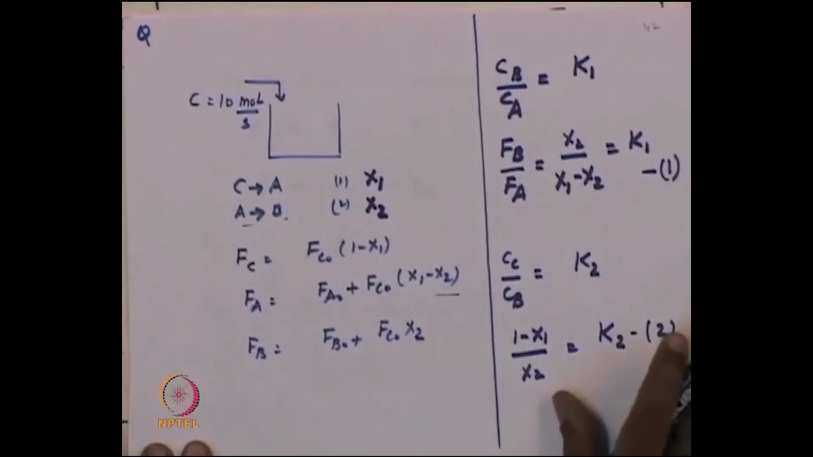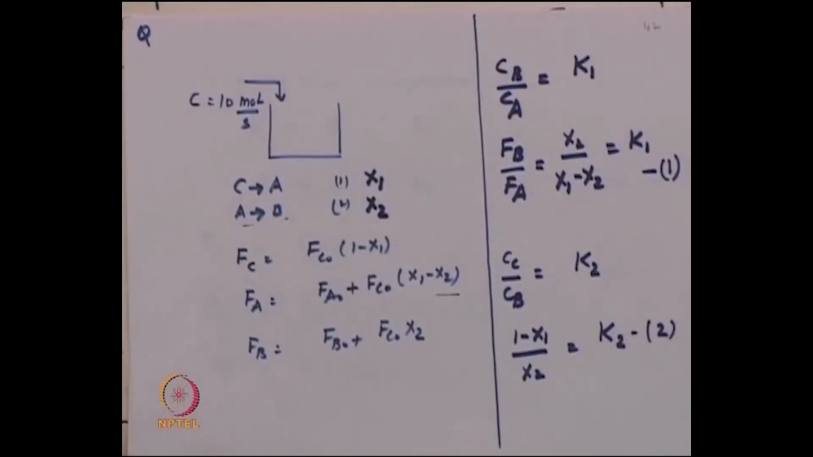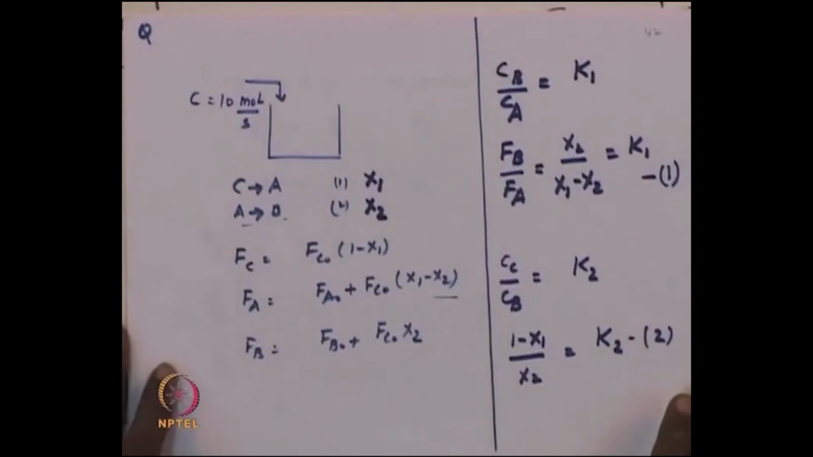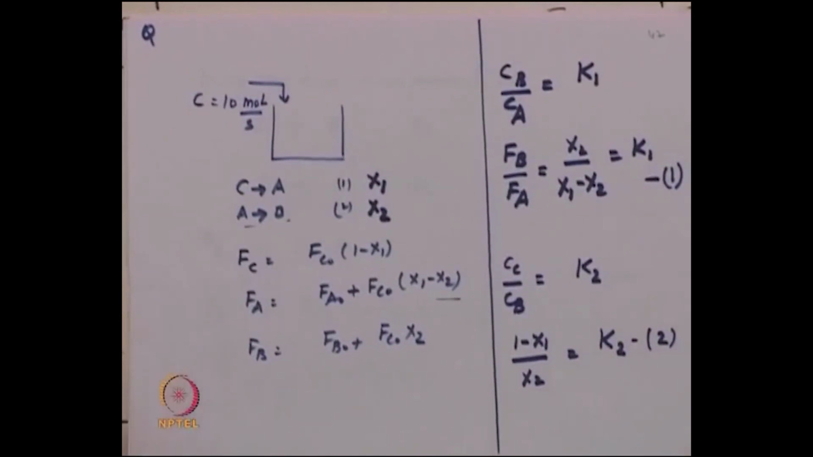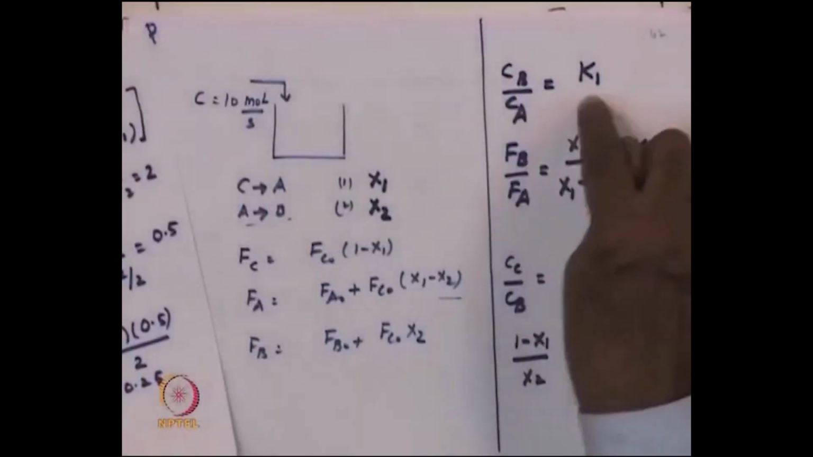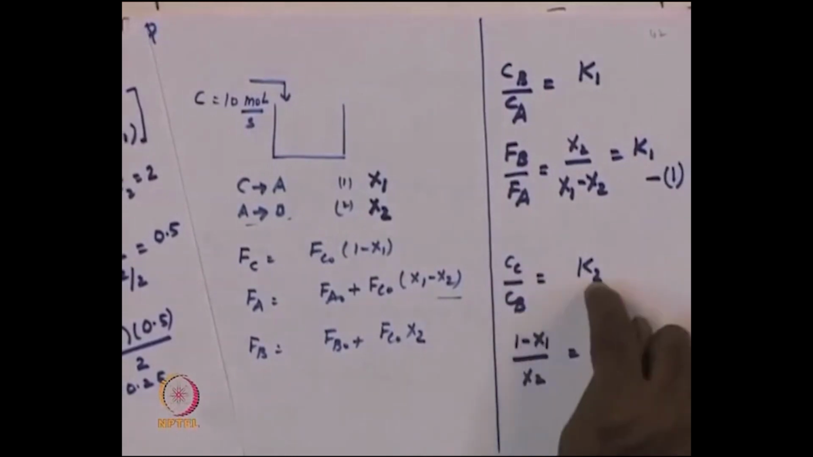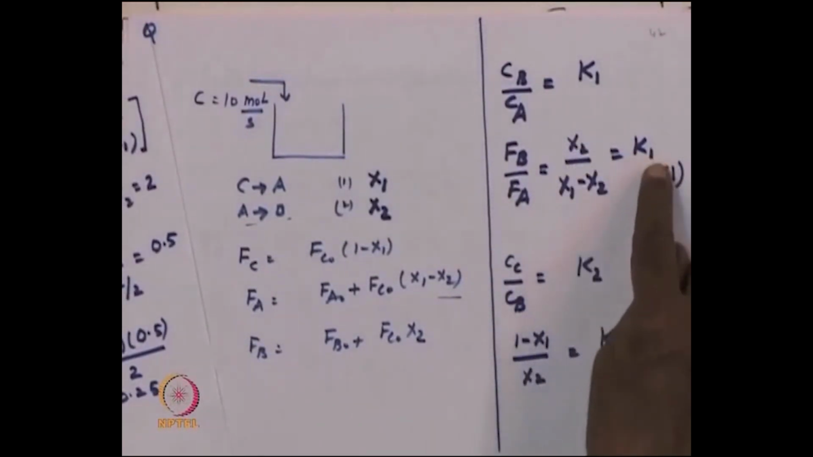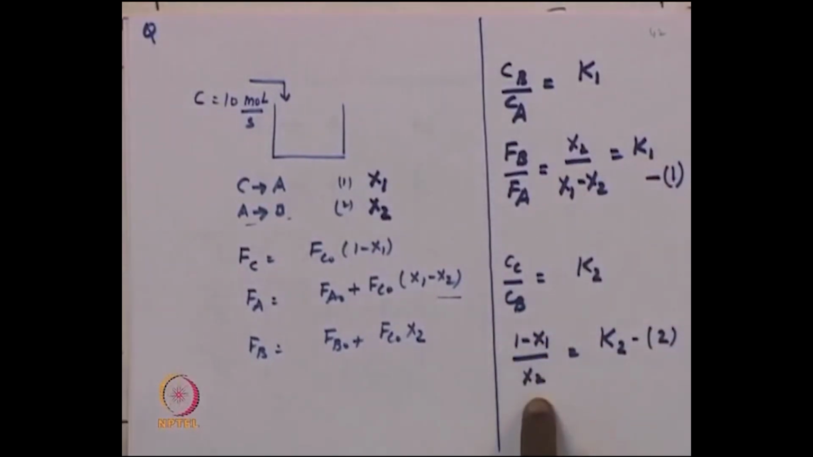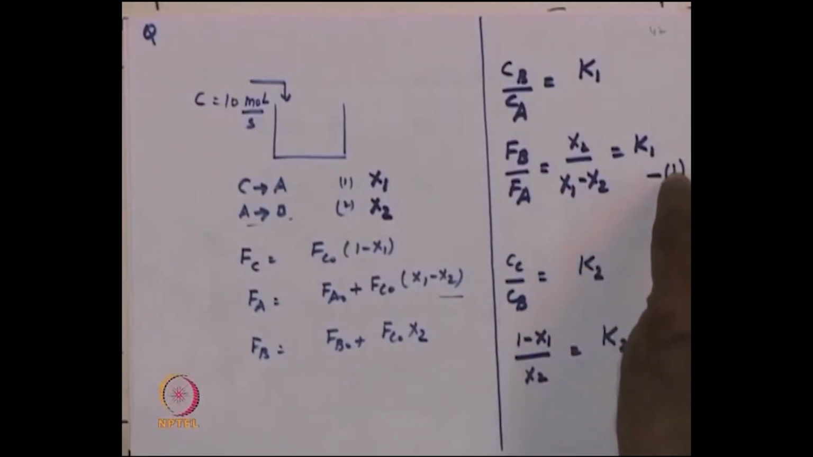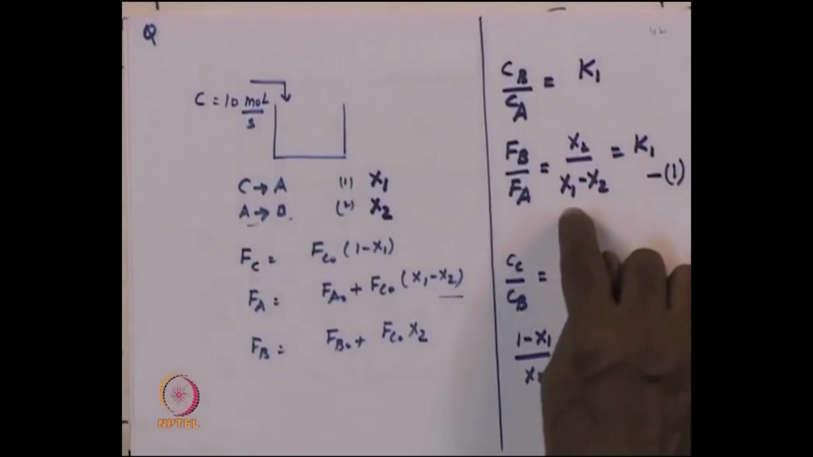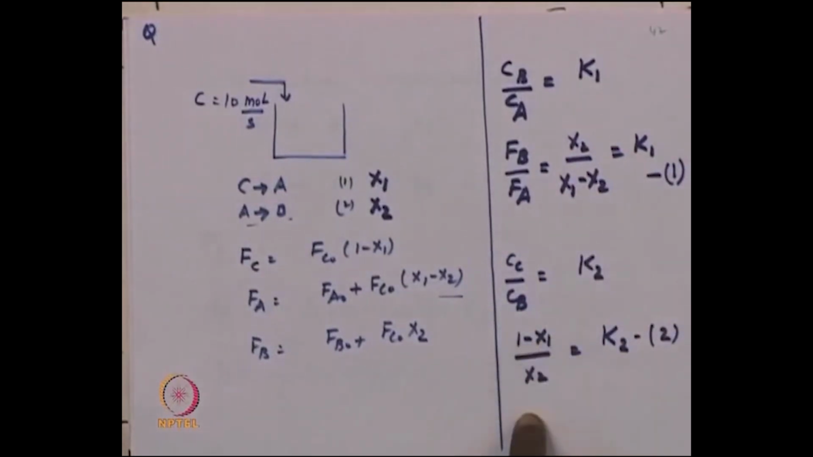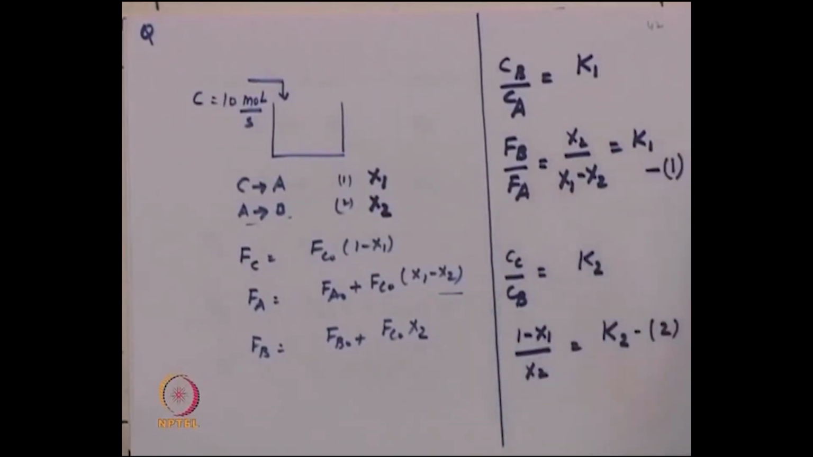So, once again you can go through this and solve, but when you try to solve this, you find the way it plays out is not identical to what we have done. I have solved this here. Just look at, I have taken C_B by C_A is k1 and then C_C by C_B is k2. So, you have these two equations: k1 equal to x2 by (x1 minus x2), and k2 equal to (1 minus x1) by x2. It comes from here only. Two equations you can solve.